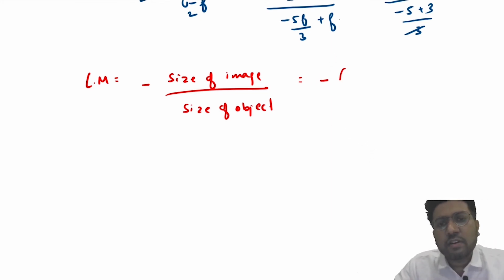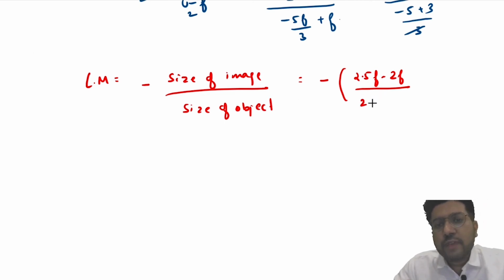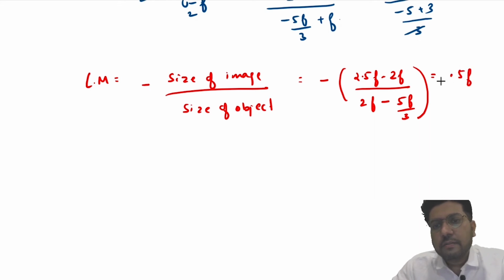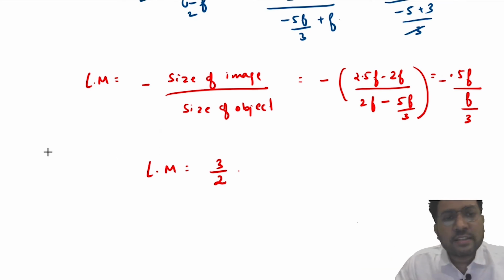So I'll write minus of V2 minus V1, that is 2.5f minus 2f, divided by u2 minus u1, that is 2f minus 5f by 3, right? So from this you will get 0.5f divided by 6f, or you can say f by 3. So the longitudinal magnification comes out to be 3 by 2. That means 3 by 2 times the size of object.